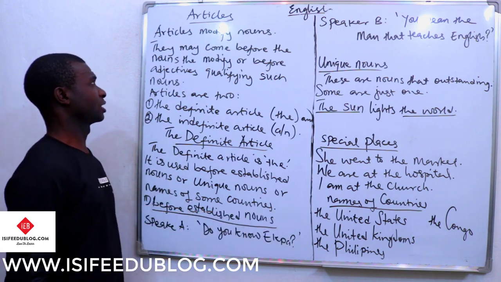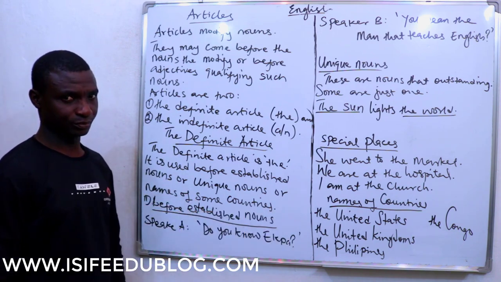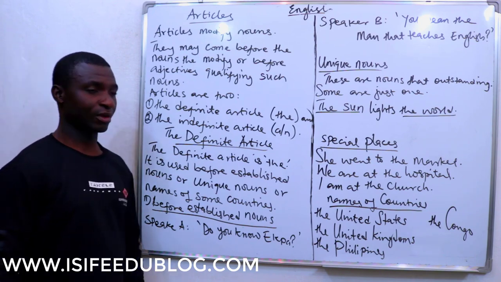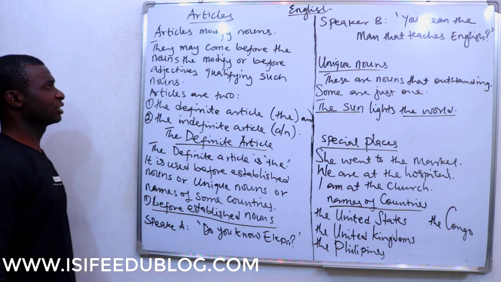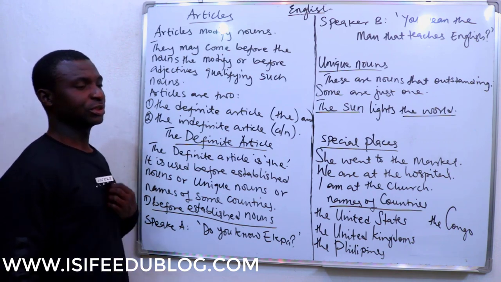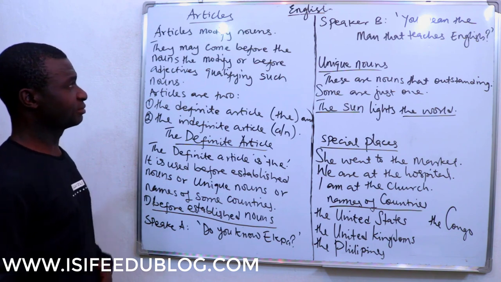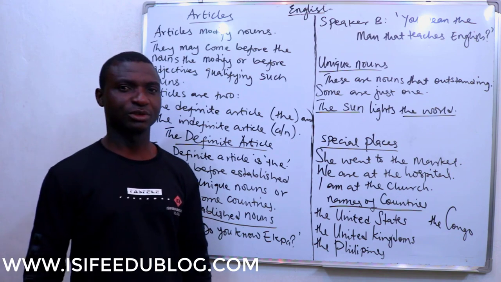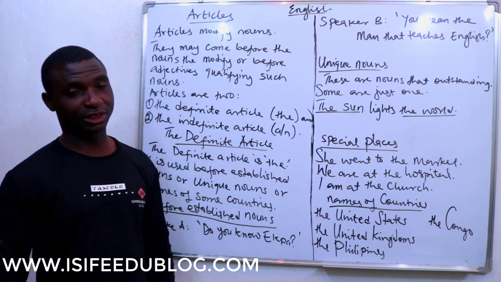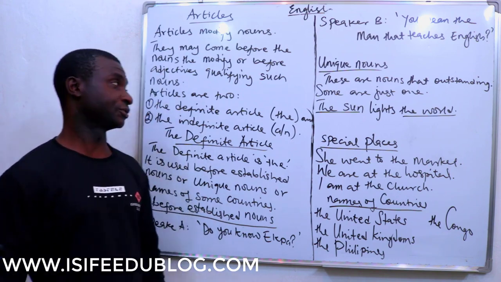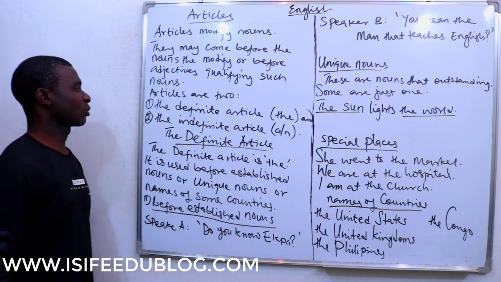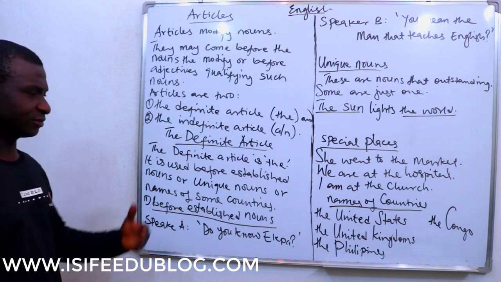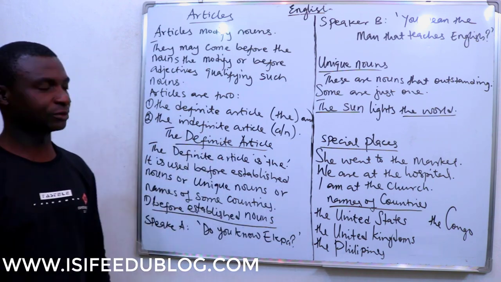Today, we're looking at articles. What are articles? Articles are modifiers of nouns. They come before the nouns they modify, or sometimes before adjectives qualifying such nouns. Now, of course, if they are to come before the adjectives, then the adjective should come before the nouns.